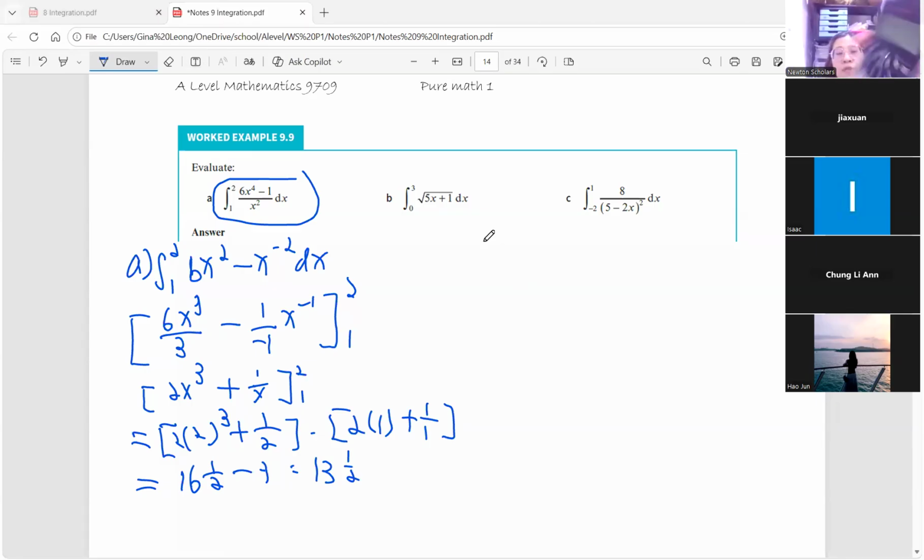So after you get everything, you need to put the value in the small box, which is the 1 and 2. Make sure you press something like this, then you press equal. You wait for a while, then the answer will come up. So that means my answer is correct. Any question?